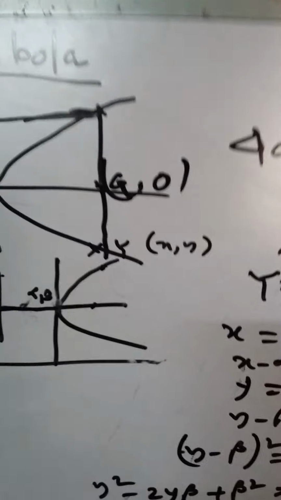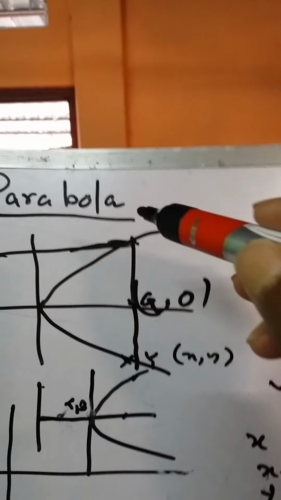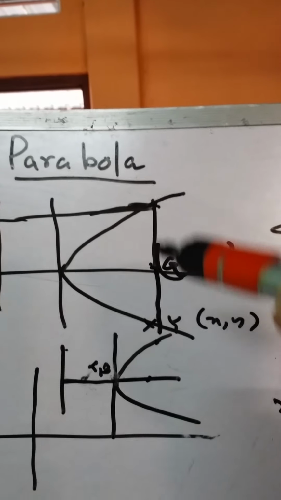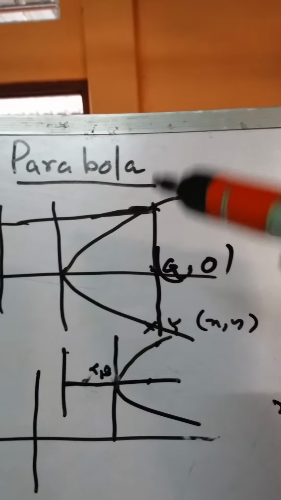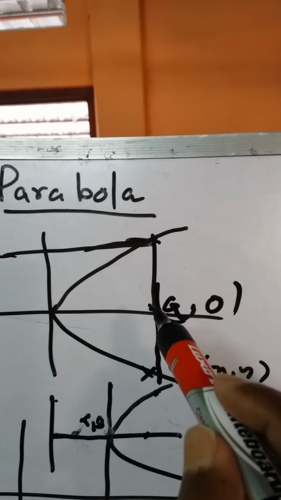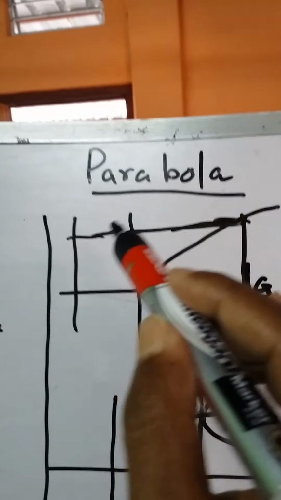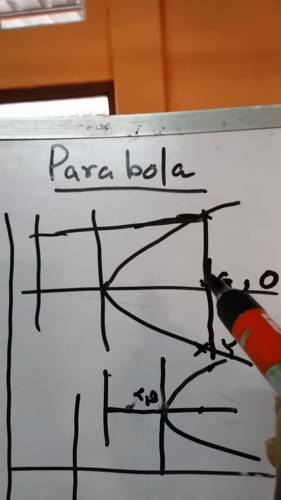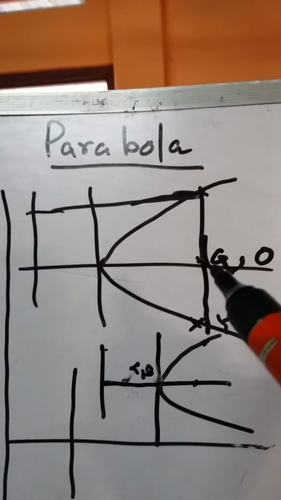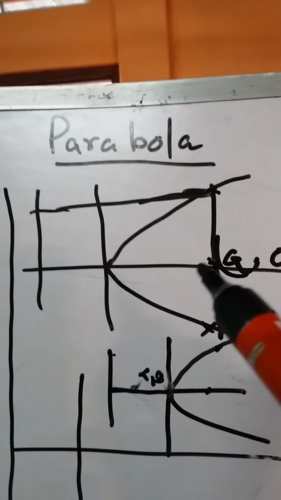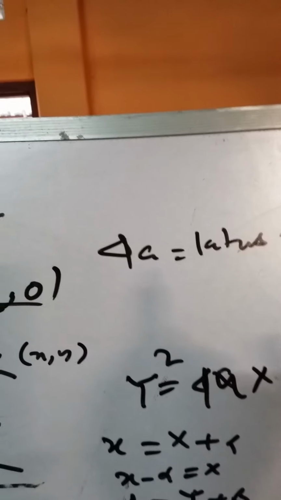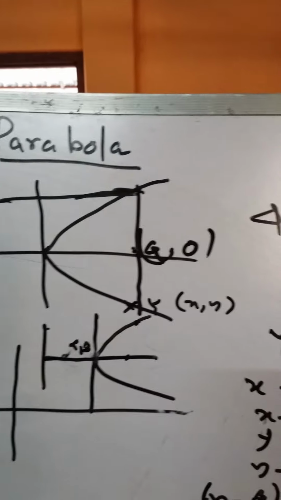Now what is called latus rectum? Latus rectum means if a perpendicular is drawn through the focus, then that is called latus rectum. You know that this distance is equal to this distance, because of the definition of the parabola. If that is a and that is minus a, that is 2a, so this is 2a and this is 2a. So 4a is the length of the latus rectum.